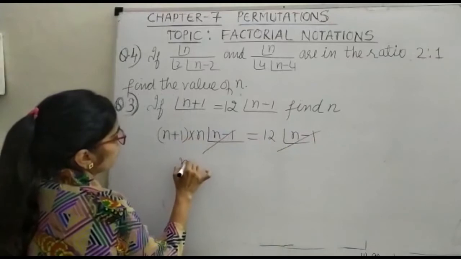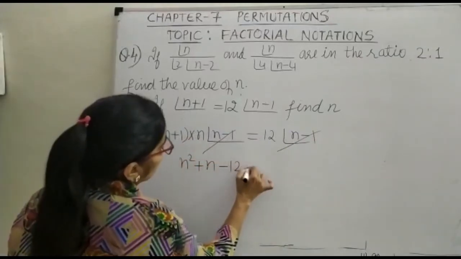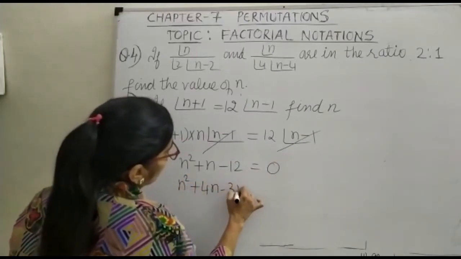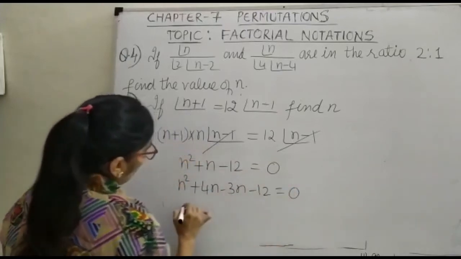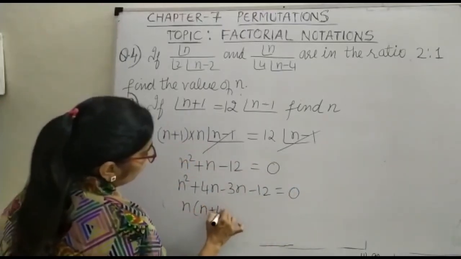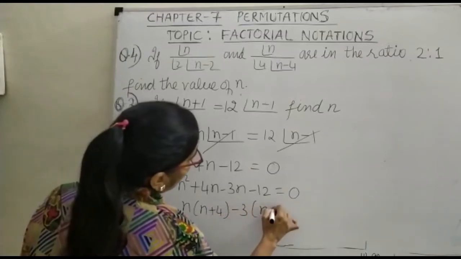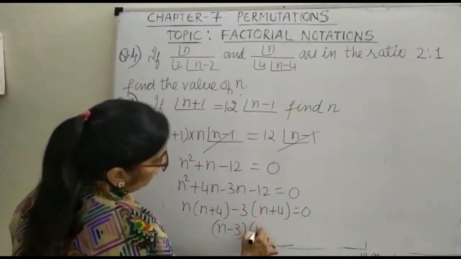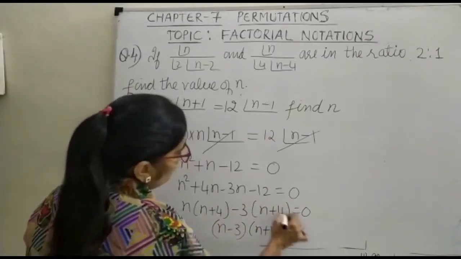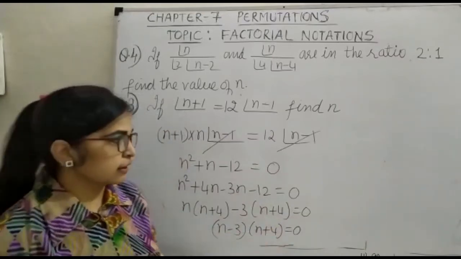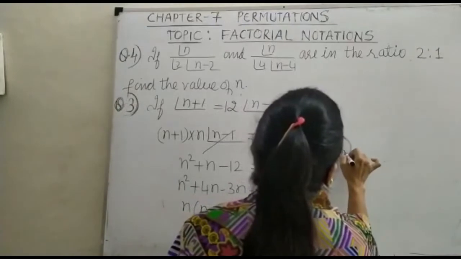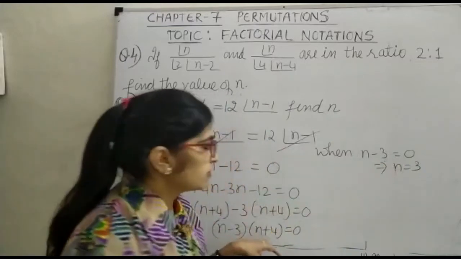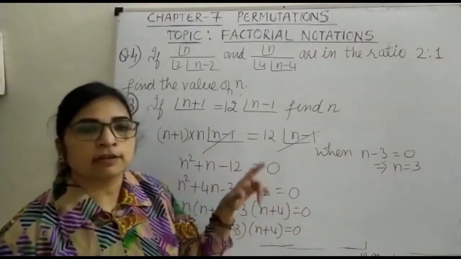So this takes the form n square plus n minus 12 is equal to 0. So n square plus 4n minus 3n minus 12 is equal to 0. n into n plus 4 minus 3 into n plus 4 is equal to 0. So here n minus 3 and n plus 4 is equal to 0. So from here we will be getting n is equal to 3 when n minus 3 is equal to 0. In the next case, n plus 4 is equal to 0, n is equal to minus 4.